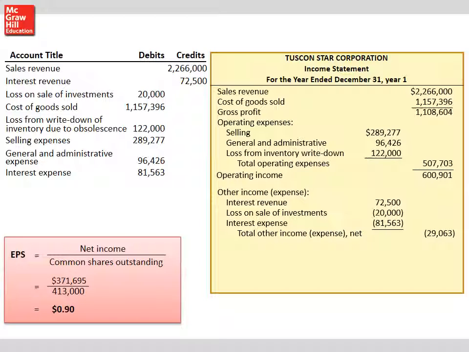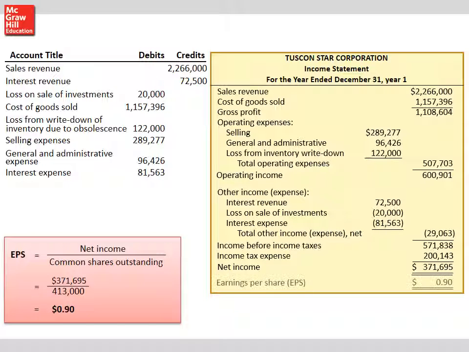In this case, our loss and expenses are greater than our interest revenue. So overall, the impact is negative 29,063. So that will be subtracted from operating income to get income before income taxes. We'll then subtract our income tax amount, which was not given here. We needed to calculate that. It looks like it was probably given in the problem, right? Just they didn't rewrite it here. And then net income is 371,695. Calculate your earnings per share the same way. Earnings per share 90 cents.